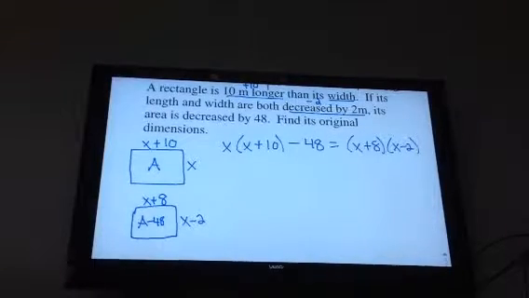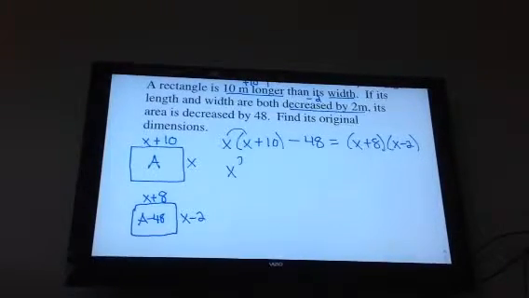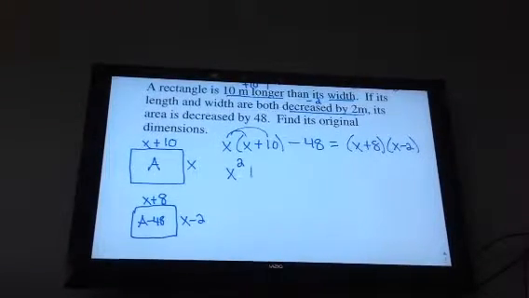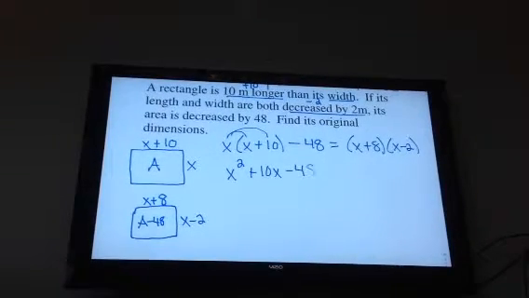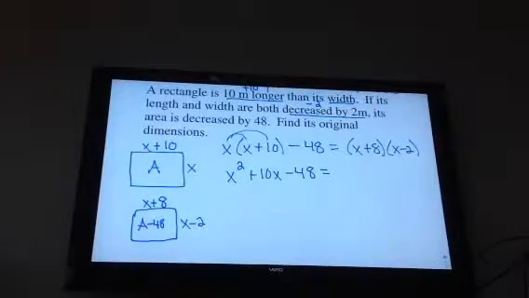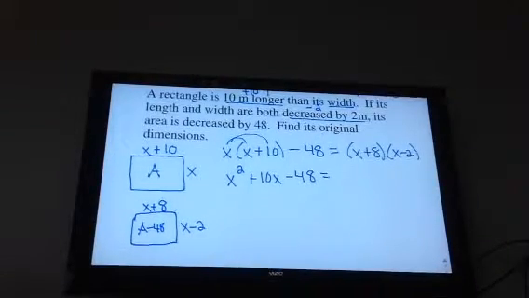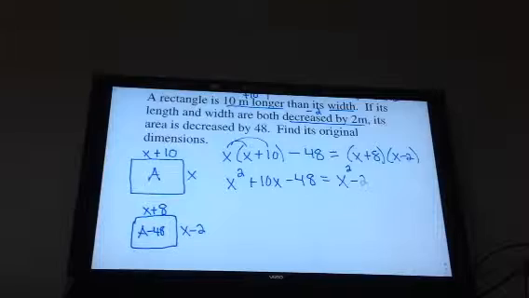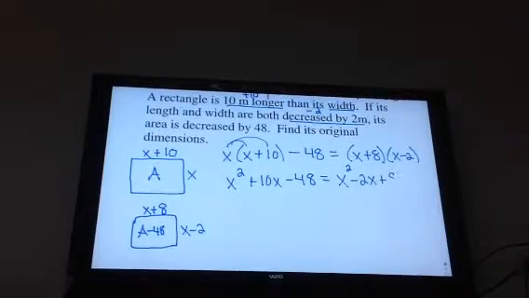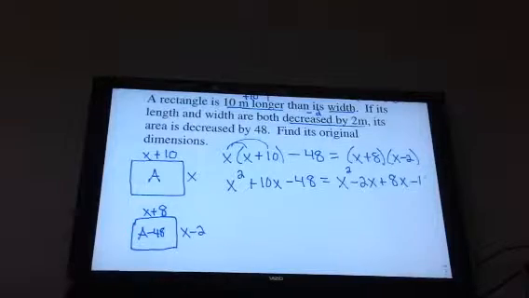So I'm going to distribute x times x, x to the second, x times 10, 10x, minus 48. And when I go to this right side, I should be thinking what? What's my word? FOIL. Very good. Binomial times a binomial. So I should be FOILing. First times first, x squared. Outer times outer, minus 2x. Inner times inner, positive 8x. Last times last, minus 16.